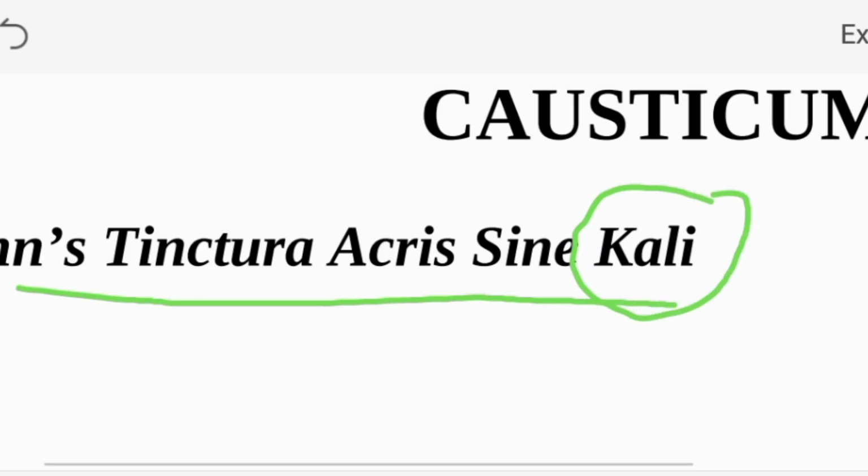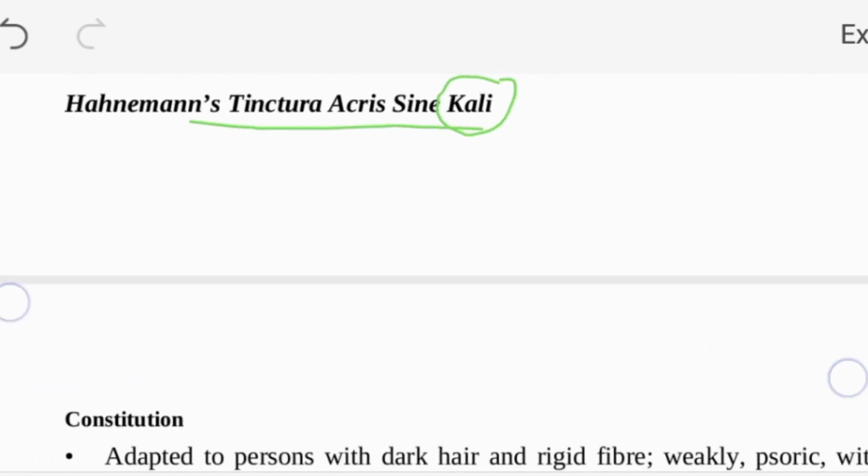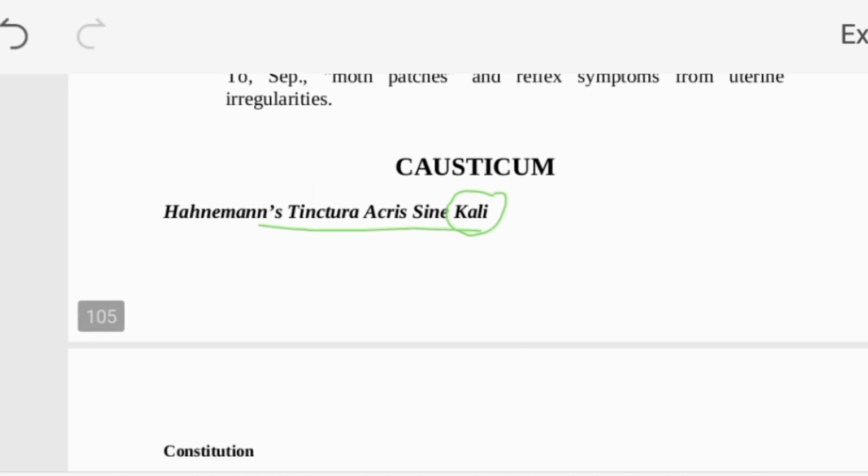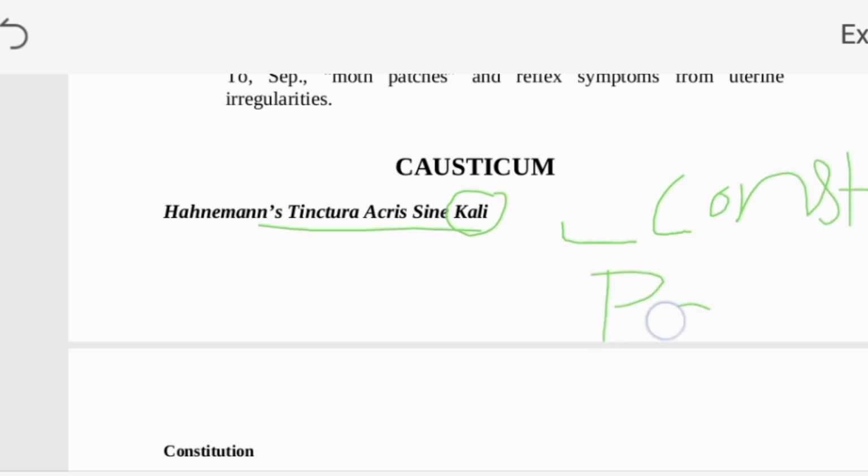Potassium, that is kali. Okay, now we will go towards the constitution. Mainly you always remember 4 points regarding causticum. Causticum is indicated in constriction. Any type of constriction sensation we give causticum. In paralysis cases we give causticum. Mostly left sided; it is a right sided drug, but a left sided paralysis case we can give causticum.